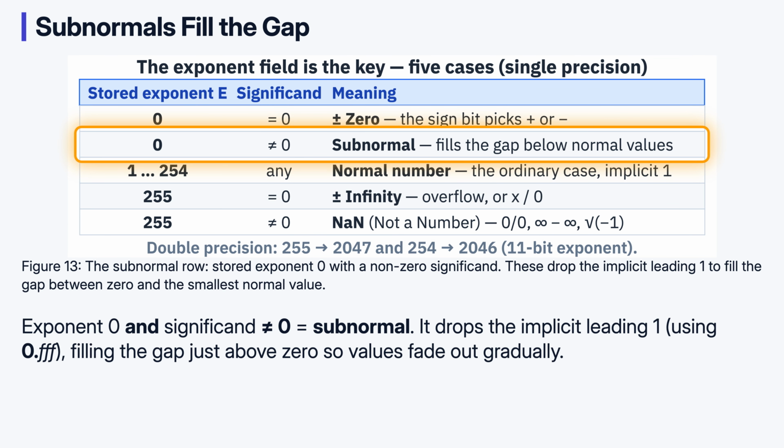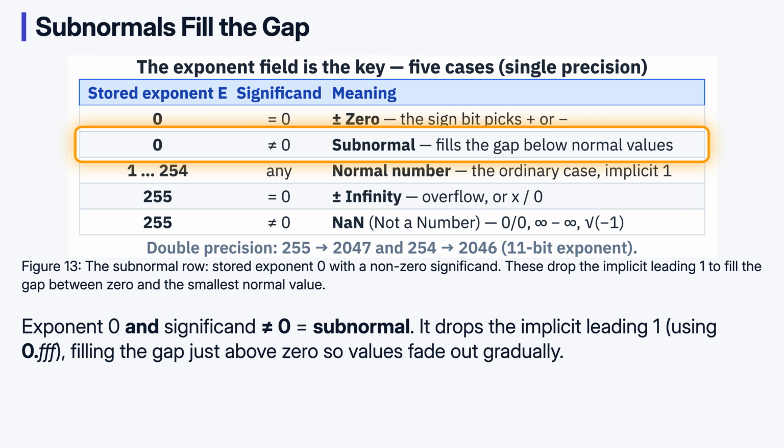The last row is the most subtle, subnormals, also called denormals. The stored exponent is all zeros, but this time the significand is non-zero. Without subnormals, there would be a surprisingly wide empty gap between 0 and the smallest normal number, and any tiny result inside that gap would snap straight to 0, losing all its information. Subnormals fill that gap. They break the normalization rule. Instead of an implicit leading 1, they use a leading 0, 0.fff, which lets them represent values much closer to 0, though with fewer significant digits.